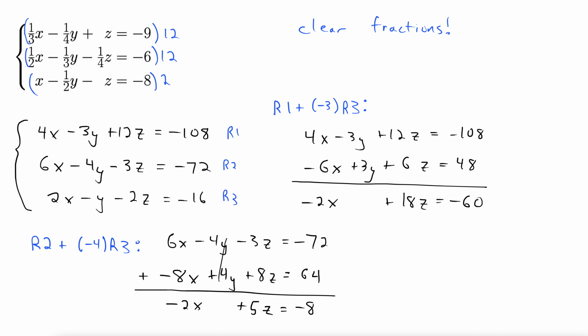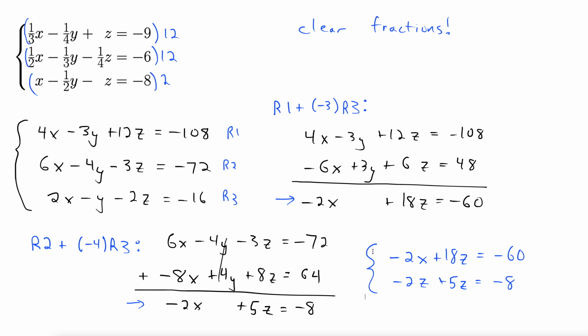Okay, what we have created here is a nice system of two equations, two unknowns. One of them's here, one of them's here. Let's combine those into a system and work off that. So we have negative 2x plus 18z equals negative 60, and then we have negative 2x plus 5z equals negative 8. There's our new system.